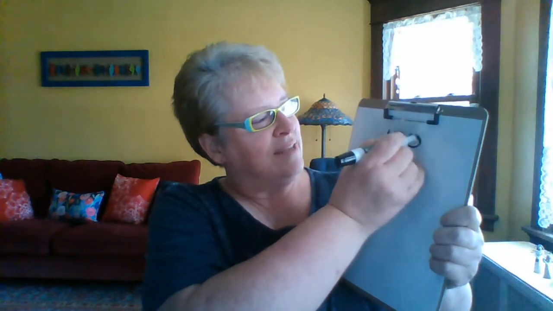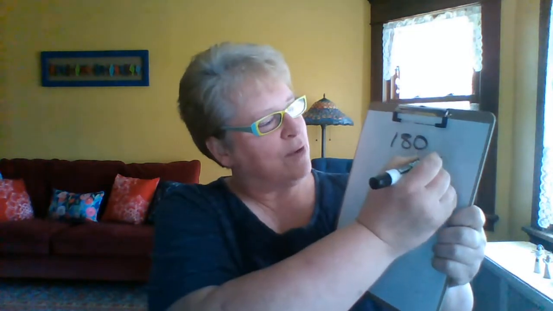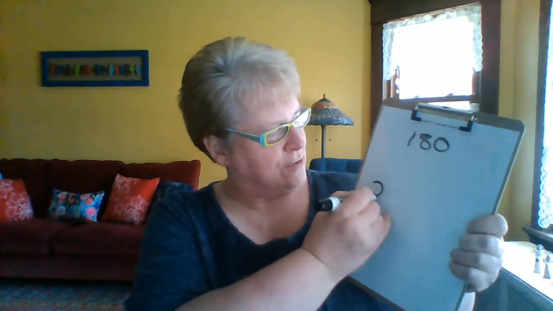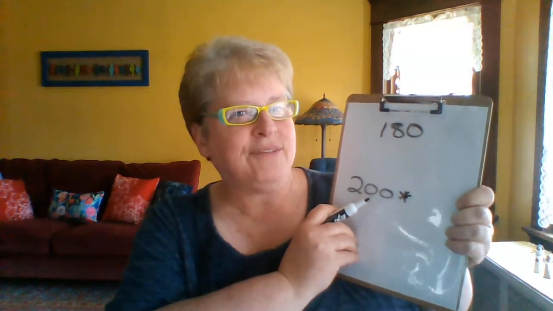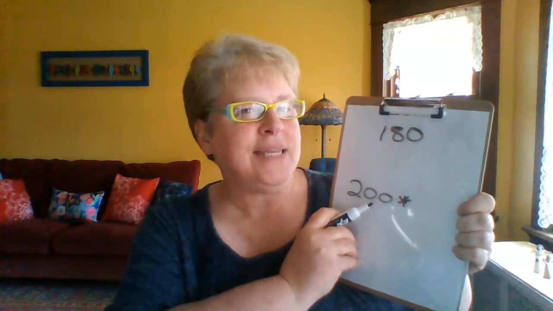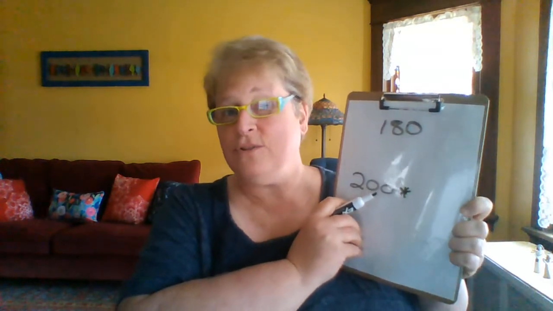Now I'm going to give you a little problem. Let's say that I have 180 stickers and I want 200 stickers. Okay, so I want 200. That's my goal. So let me write my 200 right here, and I'll put a star next to it because that's how many I want. If I have 180, I have to figure out how many I need until I can get to 200. Now there's a couple ways that we can do that.